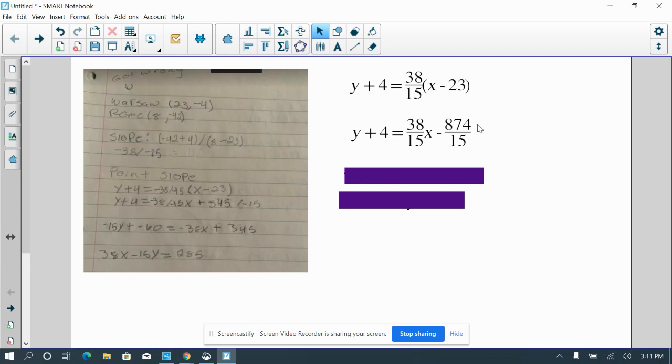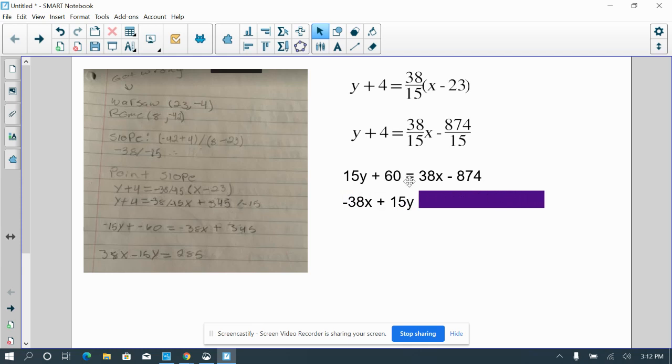And then at this point, you multiplied everything by 15, which is what you should do. The entire left side, the entire right side. So this y becomes 15y. This 4 becomes 60. The 15 cancels out, leaving you with just 38x. And here the 15 cancels out, leaving you with just negative 874. And then you get all the x's and the y's on the left side and all the numbers on the right side. So subtract 38, subtract 60, and you get this.